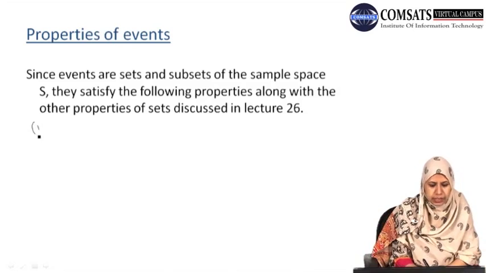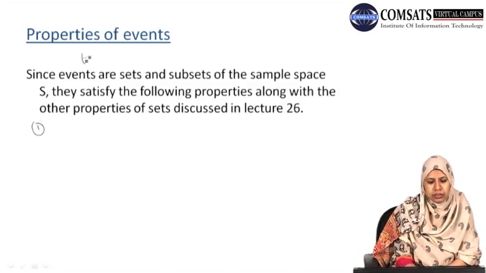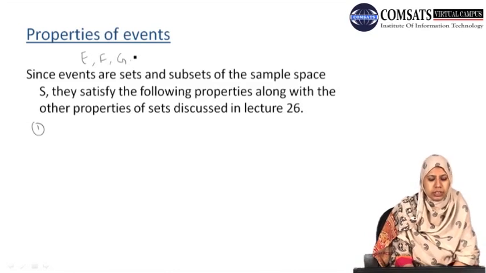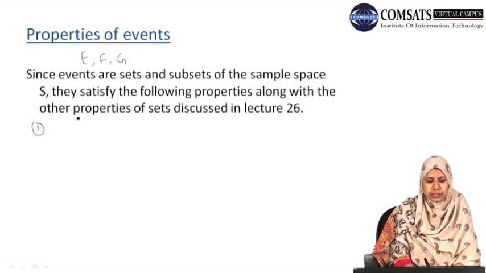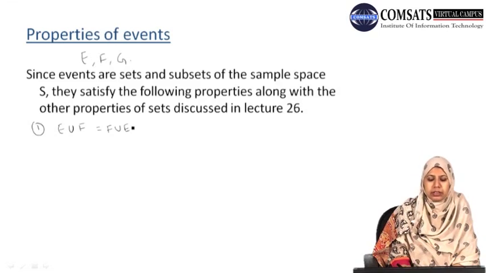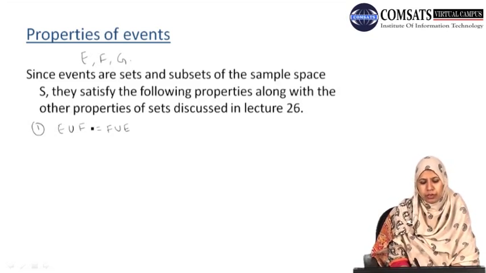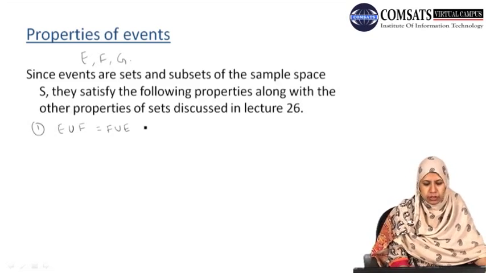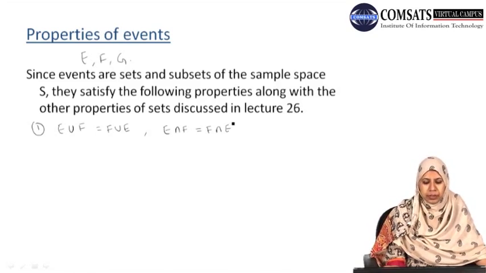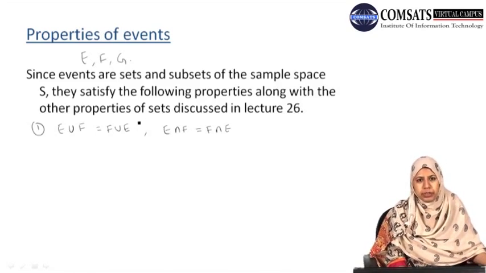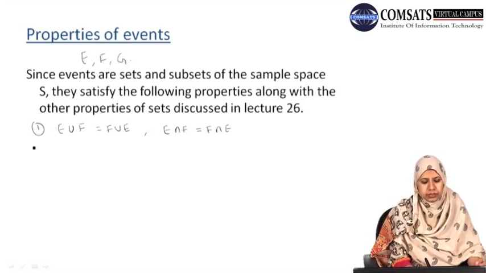The first property says that if we have, let's say, three events E, F and G, and we take the union of two events, then the order does not matter. That is, either we take E union F or F union E, the order does not matter. Similarly, if we take the intersection of two events, again the order does not matter. These two are called the commutative properties with respect to union and intersection.